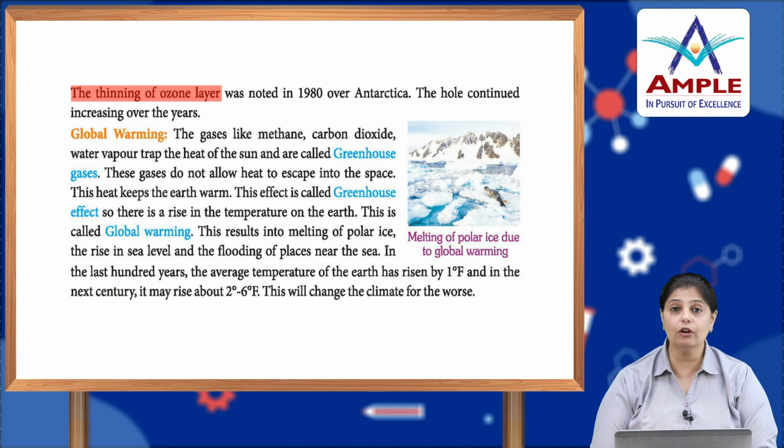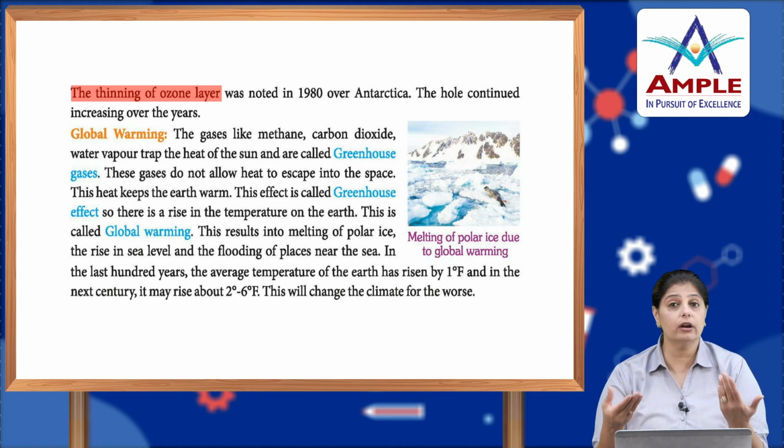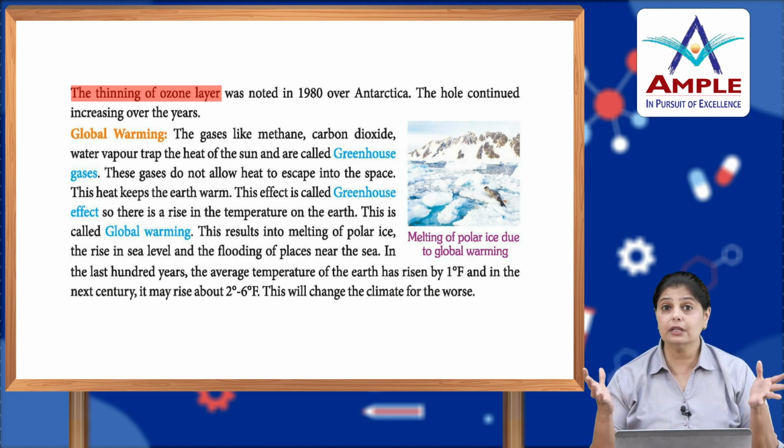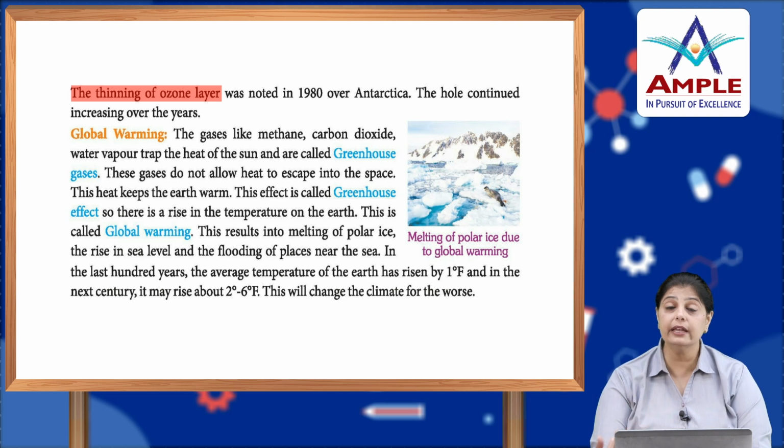Now, when the thinning of the ozone layer happens, obviously the UV rays or ultraviolet radiations can pass through more, because that layer is getting thin. Otherwise, it was a thick layer. Now, it is thinning. So, that is the reason why the ultraviolet rays are able to pass through it. These radiations are very harmful. They can cause damage to the skin, they can result in skin cancer. Your eyes may get spoiled.